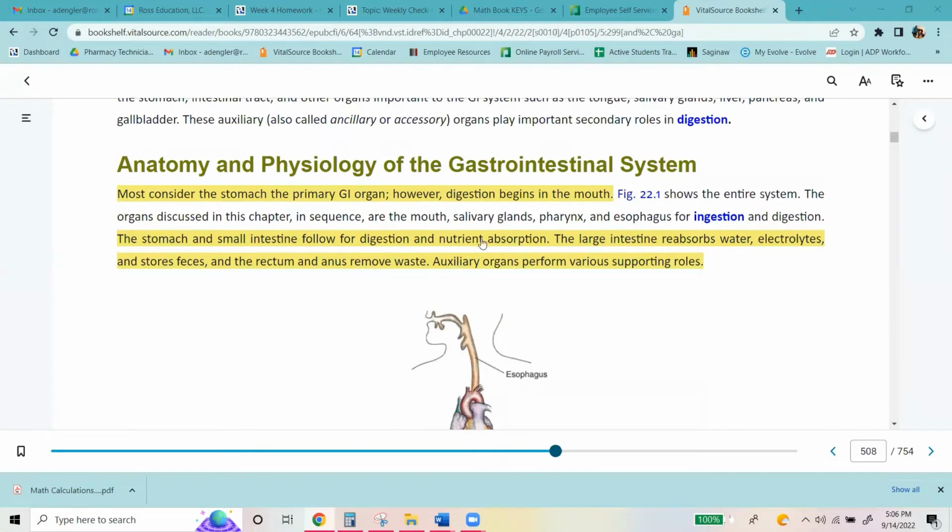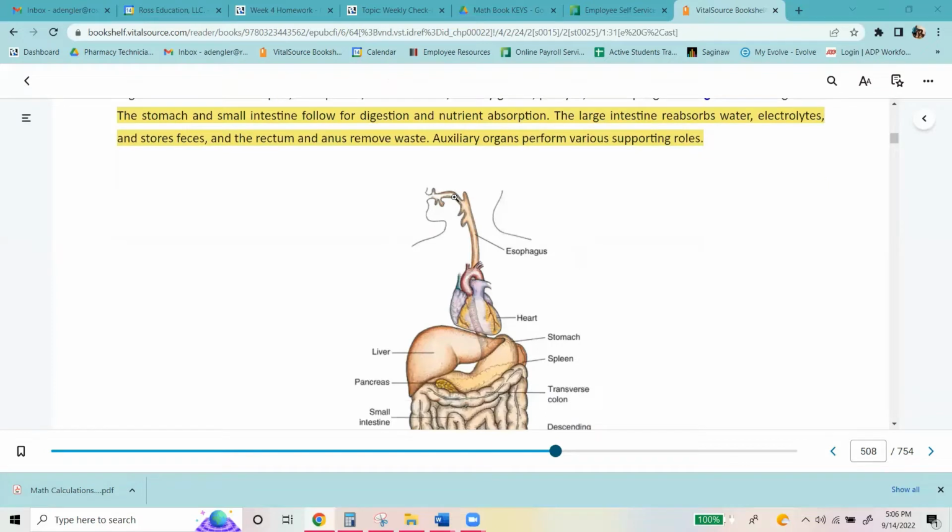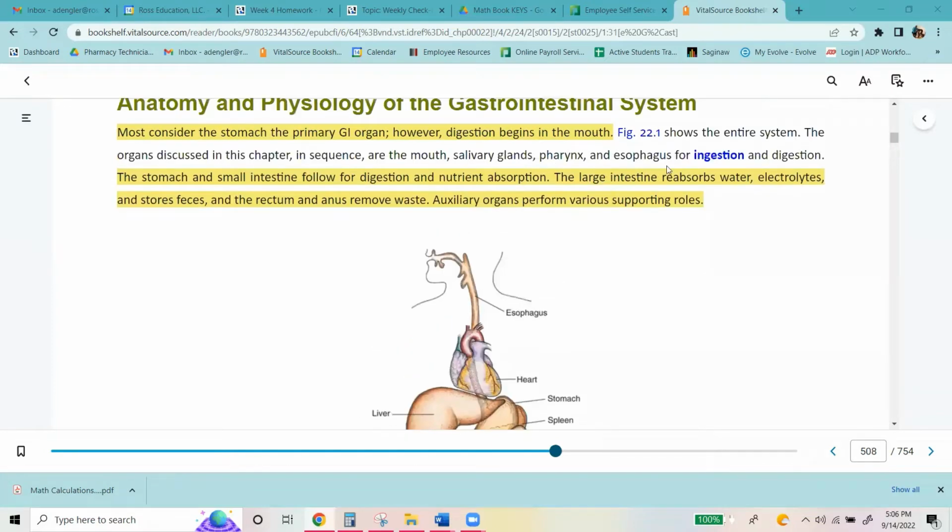Most consider the stomach the primary GI organ. However, digestion begins in the mouth. Figure 22.1 shows the entire system. And again, the organs that we're going to discuss in this chapter in sequence are the mouth, salivary glands, pharynx, and esophagus for ingestion and digestion.